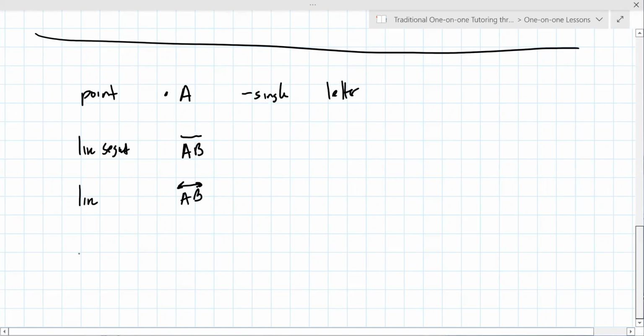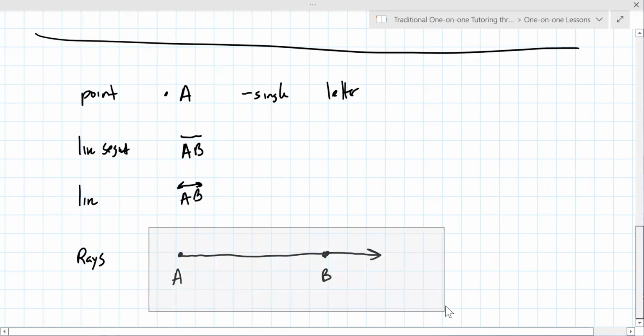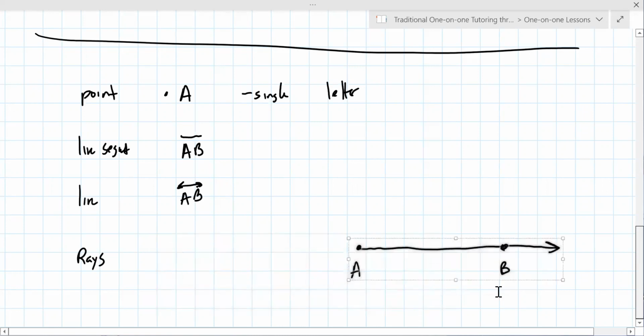Okay, and that moves us into what are called rays. So rays are kind of like a combination of these. A ray starts, it has a starting point, and then it extends forever in one direction. This is the way we would describe this: we would say it's A to B, meaning it starts at A and goes to B.